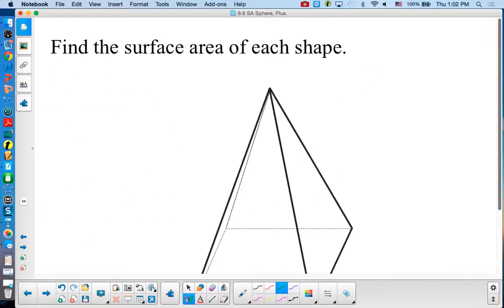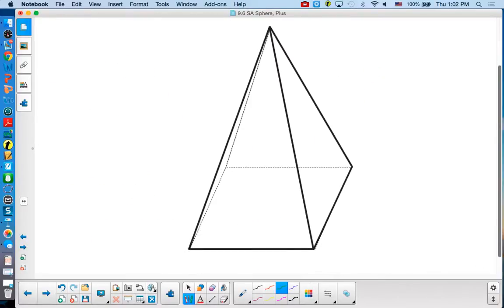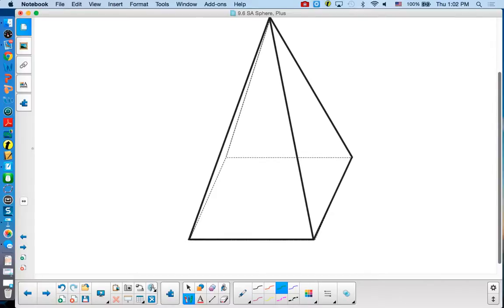All right, let's do a pyramid. Okay, so look at your notes, pyramid. And I've got just a square base pyramid. Let's go with 12 by 12 for its base. And its slant height, that goes up quite a ways. Let's go 39. Find the surface area.